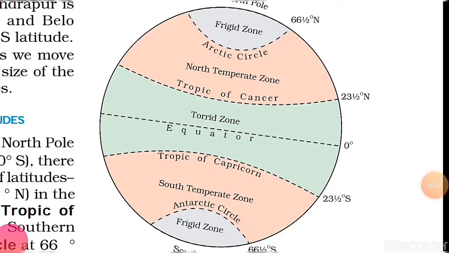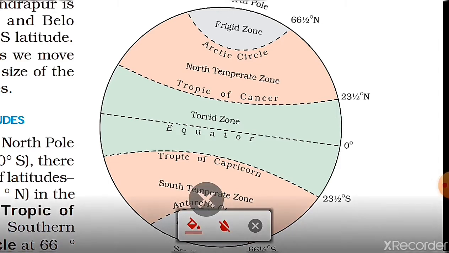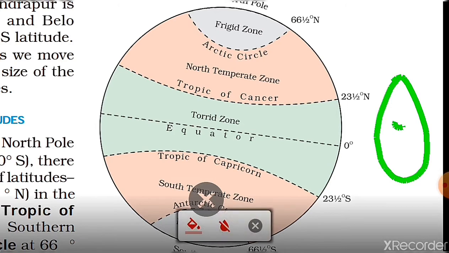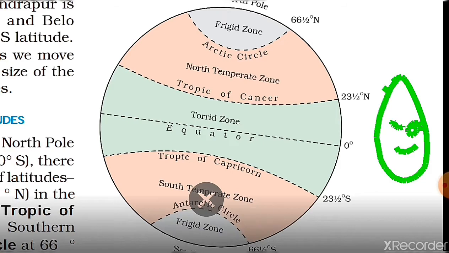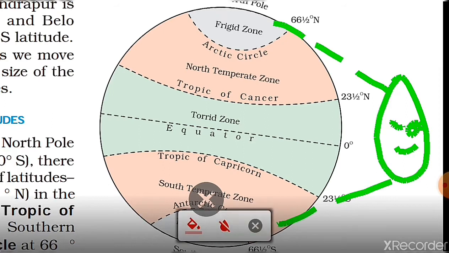Now you have to understand the frigid zone. What is the frigid zone? Firstly, you have to understand it with the sun. The sun provides light in slanted rays, and its rays are always slanting and provide less heat. Therefore, these are called the frigid zone.